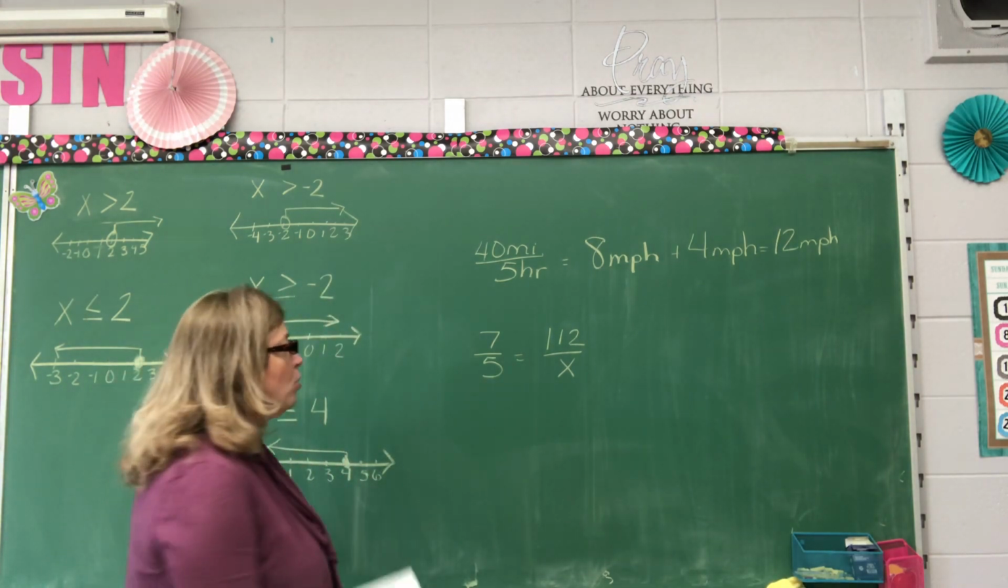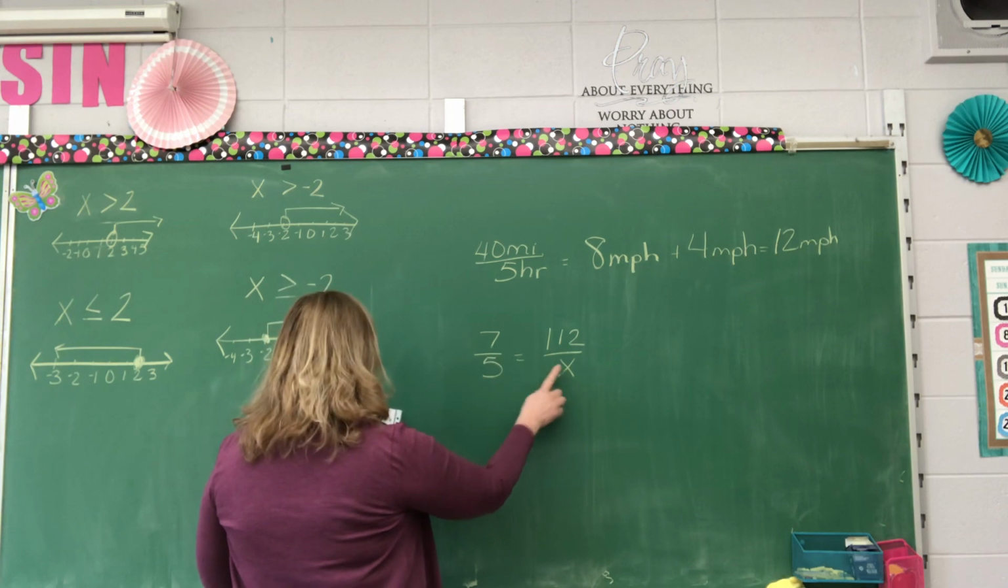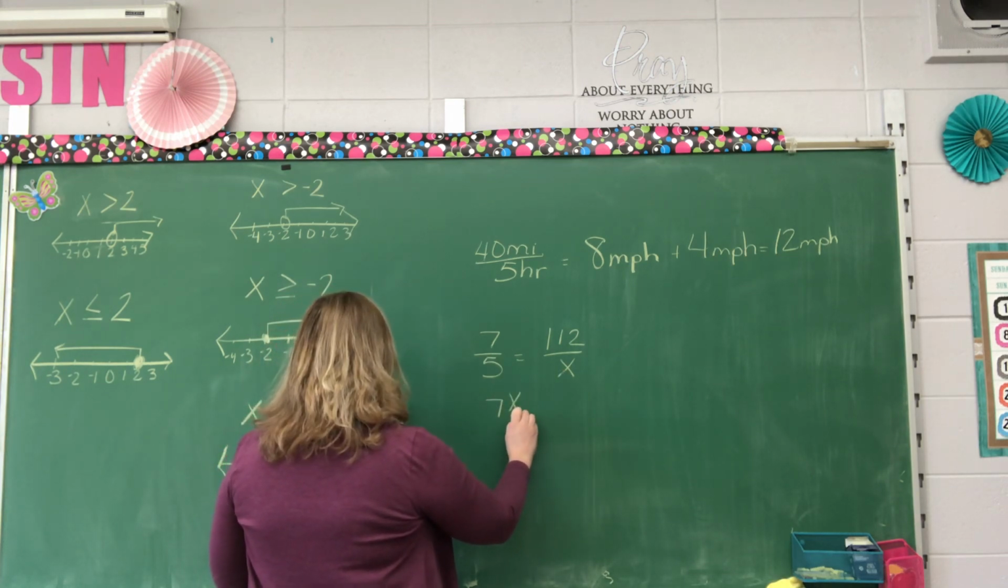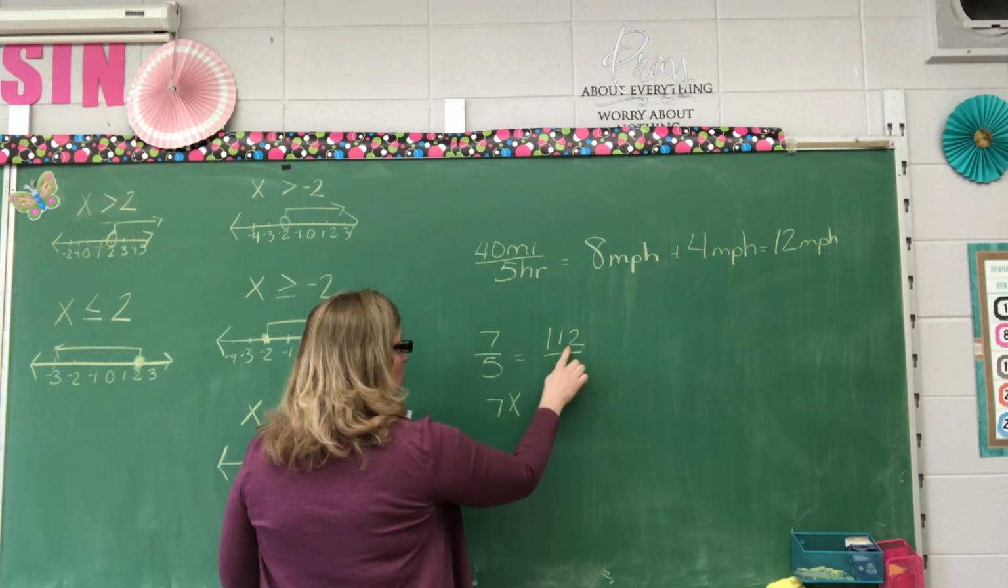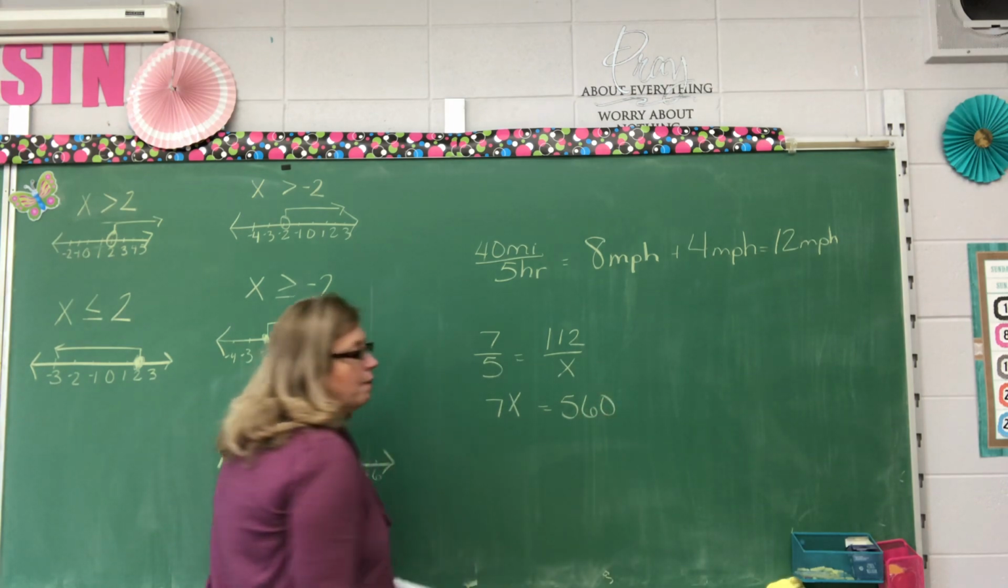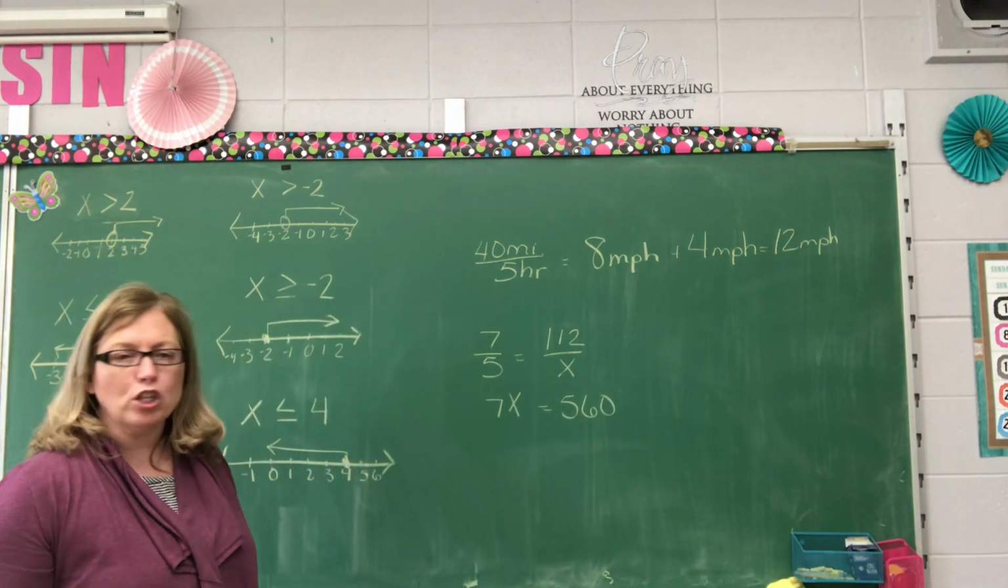So now we're going to multiply. 7 times x is 7x, and 112 times 5 is 560. Now, all we did was cross multiply.